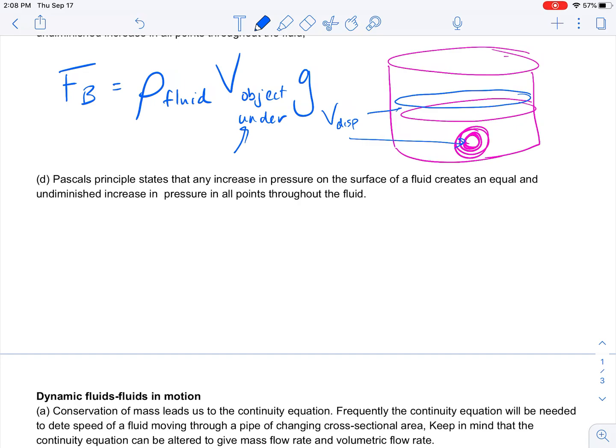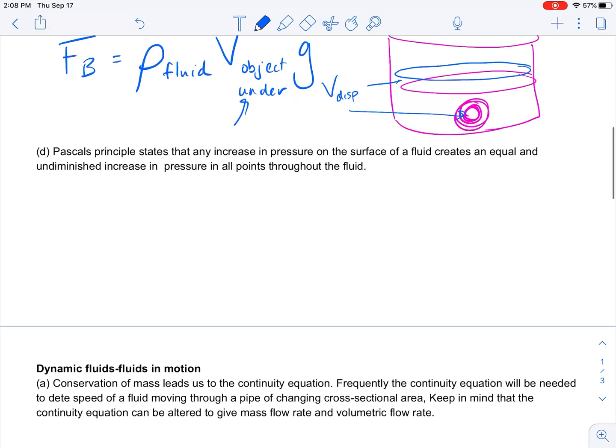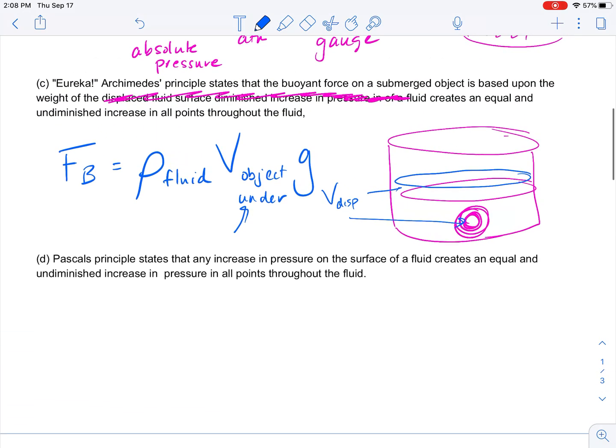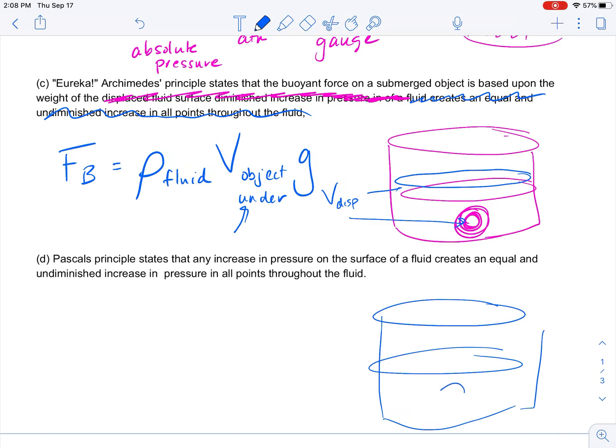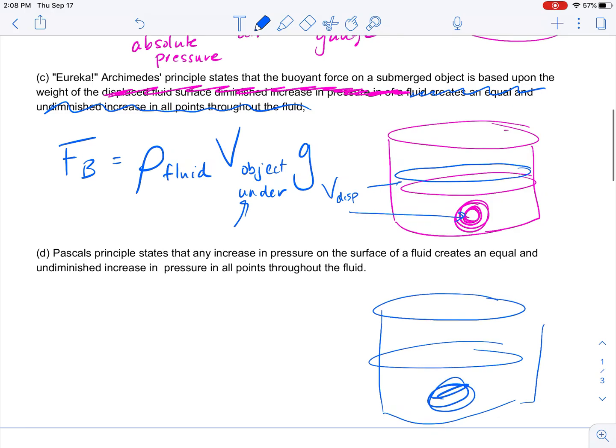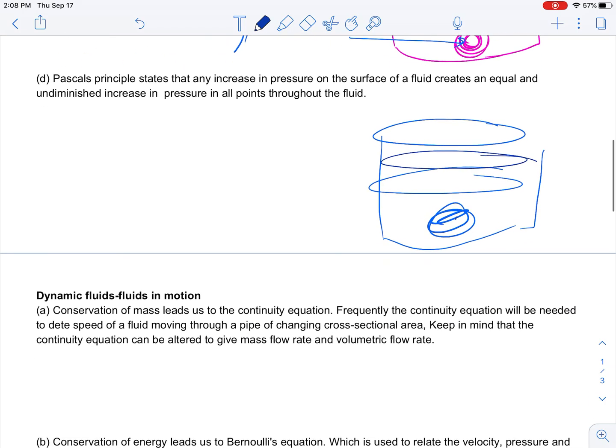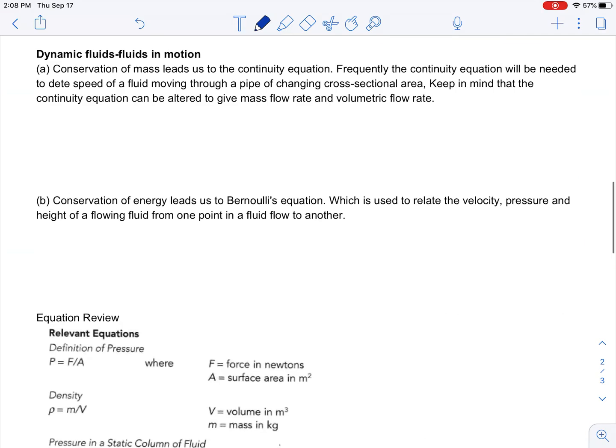Pascal's principle states that any increase in pressure on the surface of the fluid creates an equal and undiminished increase in pressure at all points throughout the fluid. Okay, so that's the same thing that we set up here. Again, got a vessel of water, I throw a rock in it, the water level rises and therefore increases the pressure everywhere.